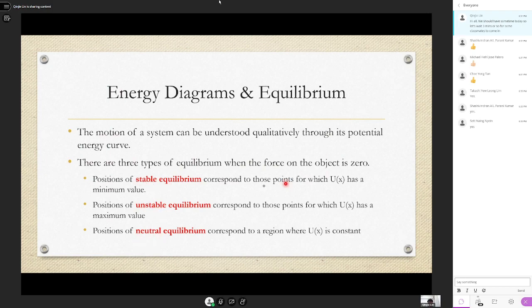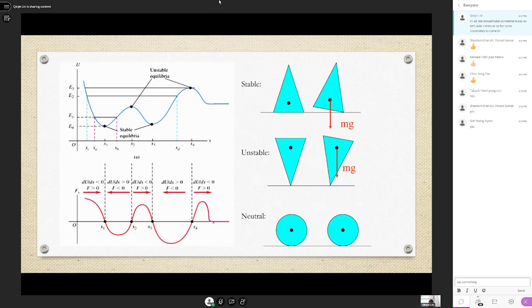So stable is when U(x), this is potential energy, has a minimum value. For unstable, U(x) will have a maximum value. And for neutral, U(x) will be a constant. In the next slide, it will be clearer. So this is the potential energy. Let's say we have a random curve here which describes some energy. So at the minimum points, we are going to have stable equilibrium.